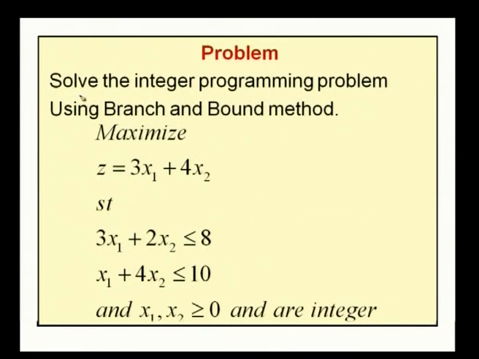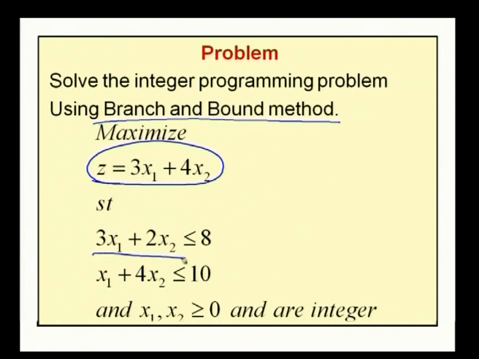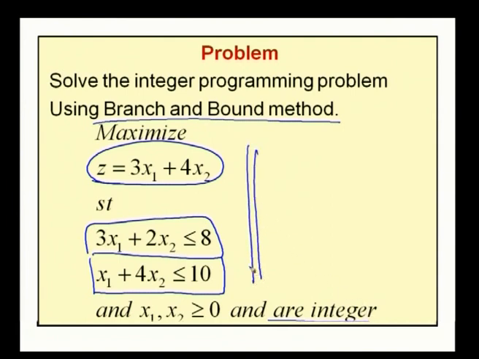The problem is: solve the integer programming problem using branch and bound method. Maximize z equal to 3x1 plus 4x2 subject to the constraints 3x1 plus 2x2 less than or equal to 8 and x1 plus 4x2 less than or equal to 10, and x1, x2 greater than or equal to 0 and x1, x2 are integers. The given problem is an all integer programming problem which involves two decision variables. We try to obtain the optimal solution for this problem with the help of simplex method or graphical method. Once we get the optimal solution to the problem, we look into the integer optimal solution.